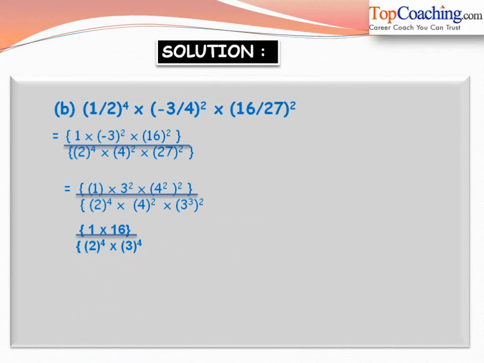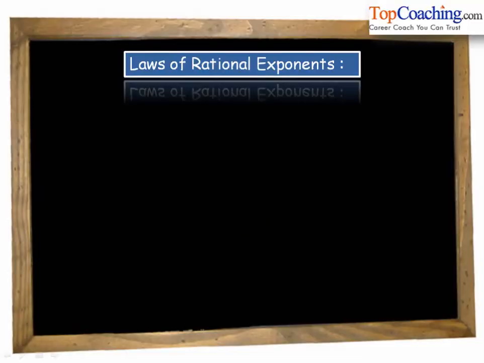Now also 2 to the power of 4 is nothing but equal to 16. So 16 and 16 get cancelled, and what we get is 1 by 3 to the power of 4. Now 3 to the power of 4 is nothing but equal to 81, and thus the final value of this expression is 1 by 81. So simply using the laws of exponents, we can find the answer to this problem. Earlier we have seen the laws of integral exponents. Now it's time for us to see the laws of rational exponents.